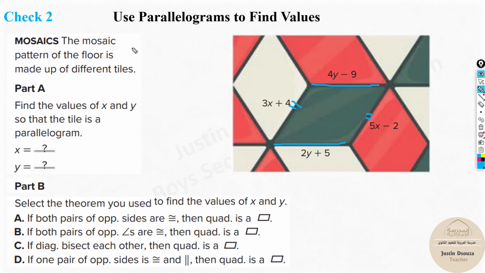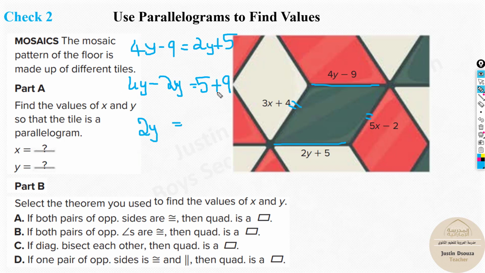However, now I'll just directly find y first. 4y minus 9 will be equal to 2y plus 5. Now take the y to the other side. It will be 4y minus 2y equals 5 plus 9. Y when it goes to the other side becomes plus. Now this side will be 2y equals 9 plus 5 is 14. Y equals 7. That's the answer.